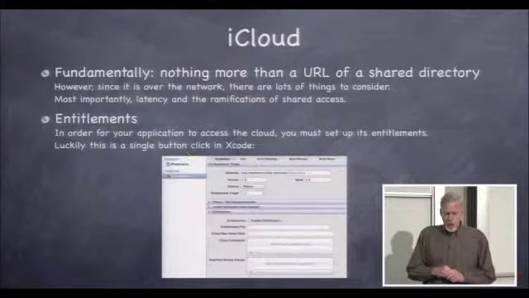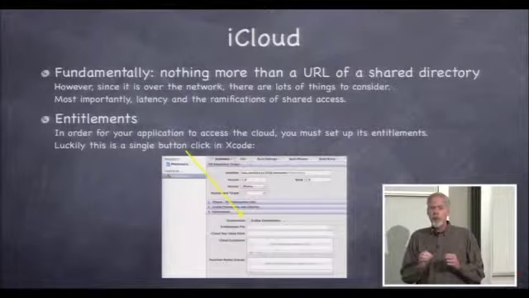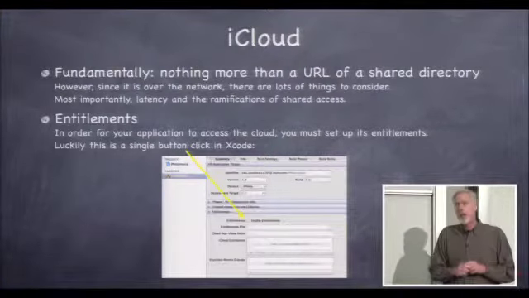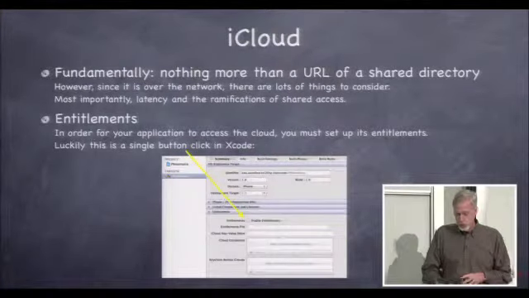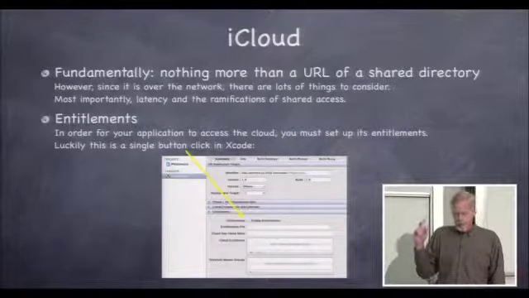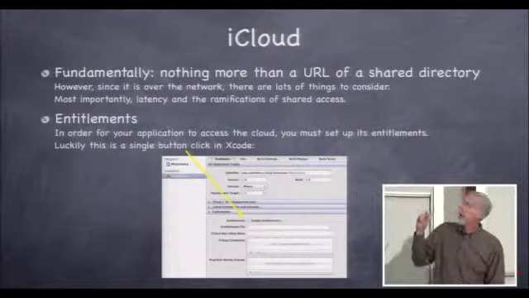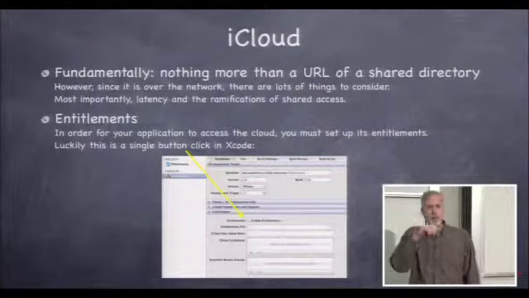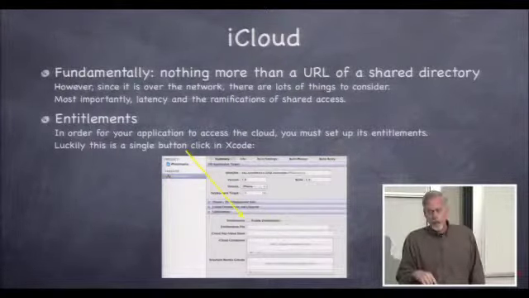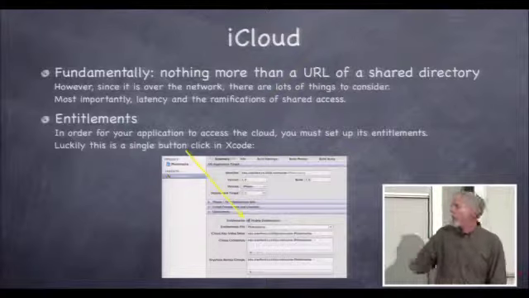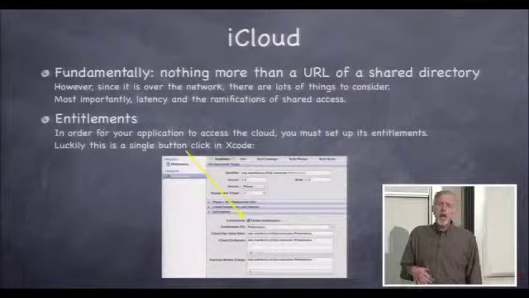So in order for your application to access the cloud, it has to have the right entitlements. And luckily, it is a single button click to give your applications the right entitlements. You probably recognize this part of Xcode. I'm just clicking on the target of the project, and I'm going to click that button right there that yellow arrow is pointing to, and it's going to automatically fill in some entitlement information.